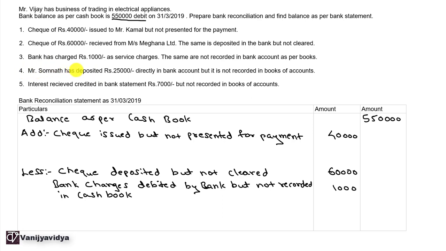4. Mr. Somnath has deposited rupees 25,000 directly in the bank account but it is not recorded in the books of account. So Mr. Somnath has deposited the amount directly in the bank account, so it appears in our bank statement. But the same is not recorded in our cash book, or you can say bank account as per books. Let's prepare a working note for this.